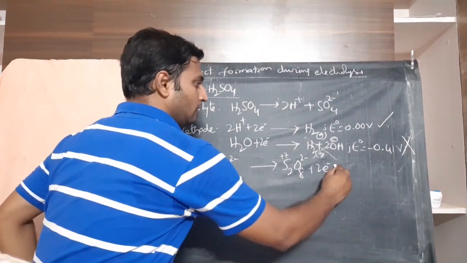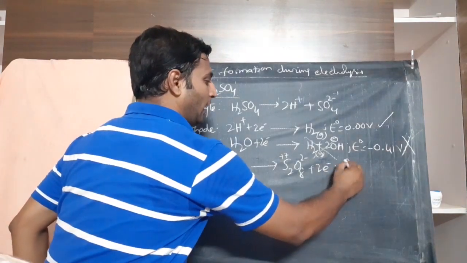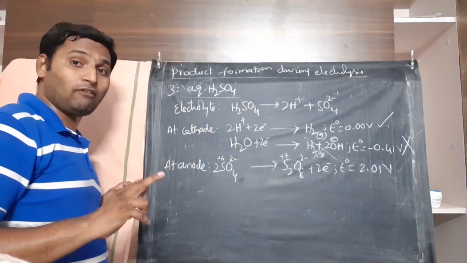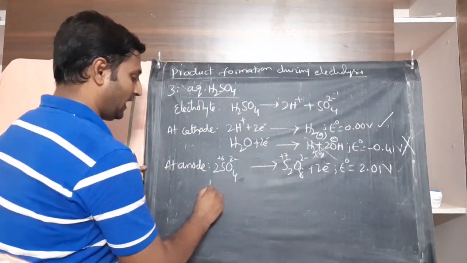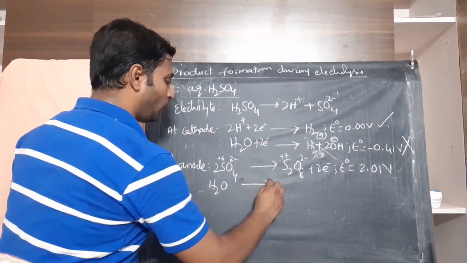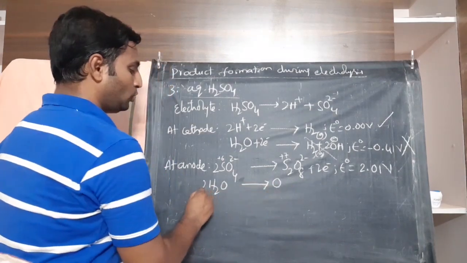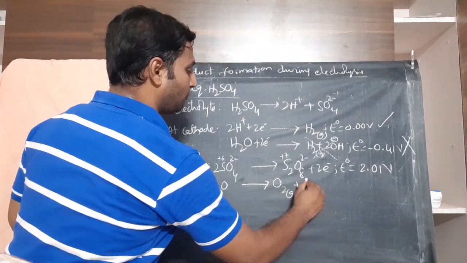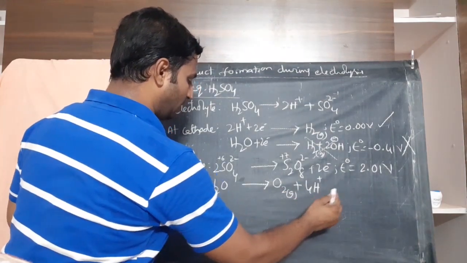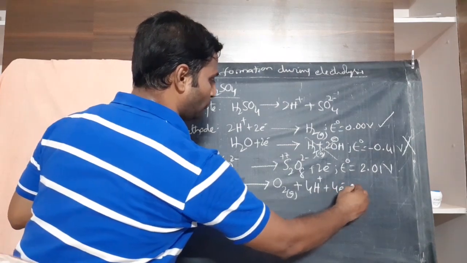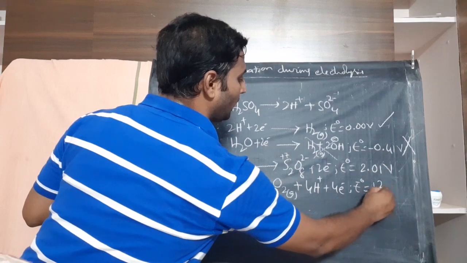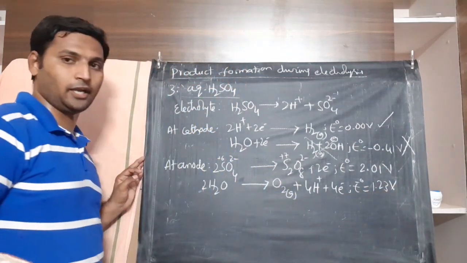Now E0 value for this is found to be 2.01 volts. Now you have water competing for oxidation here, and I have already explained the reaction of water undergoing oxidation. 2 moles of water liberates oxygen gas and forms H plus ions as the byproduct with the loss of 4 electrons, and E0 value in this case is 1.23 volts, as I have already explained.